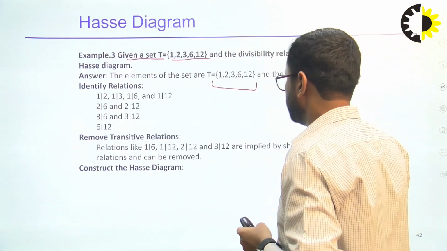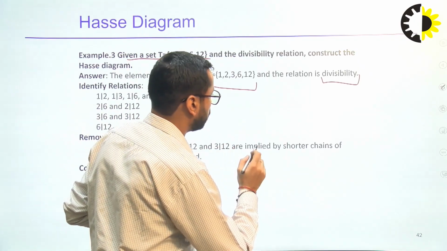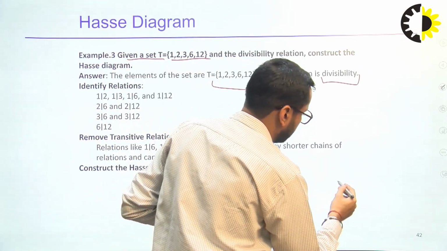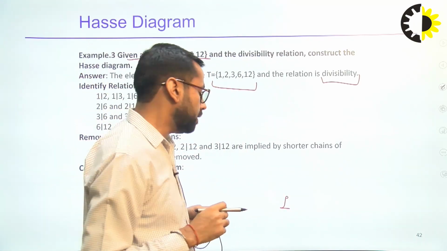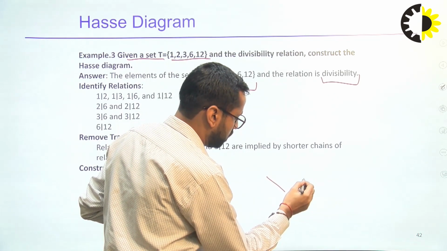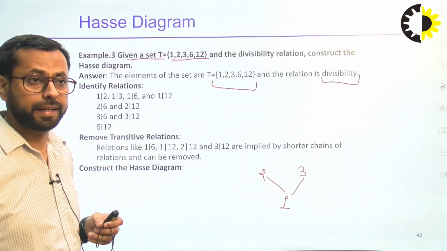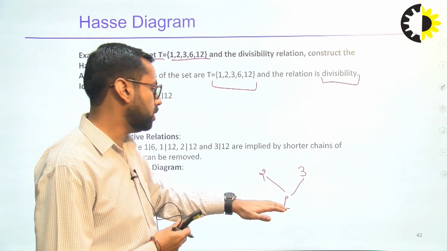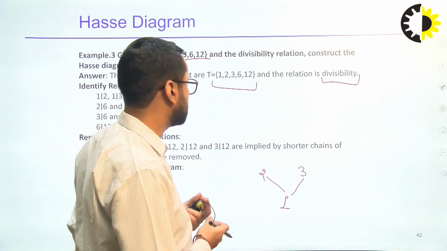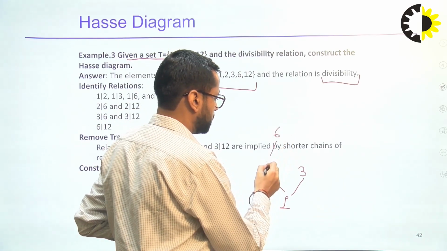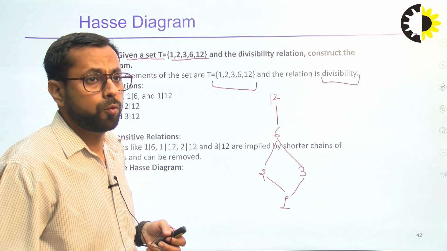When we prepare this, at the bottom point, at the base, we take the element 1. Then 2 and 3 come at the same level. Why do we put both the elements 2 and 3 at the same level? Because they are multiples of 1, and 2 is not a multiple of 3, nor is 3 a multiple of 2. So we place them at the same level. Then we place 6 here, then 12 here. That is the right answer for the given Hasse diagram.